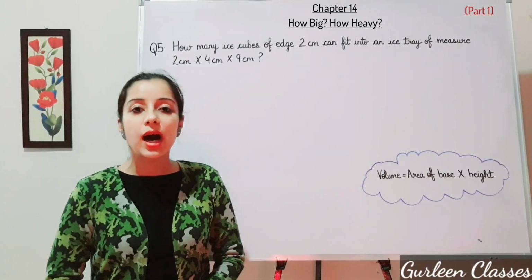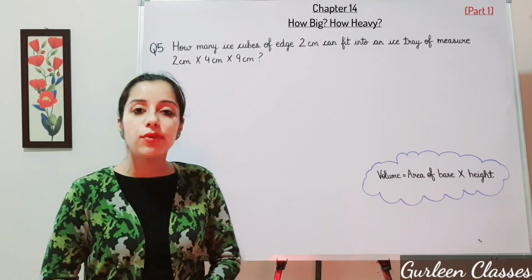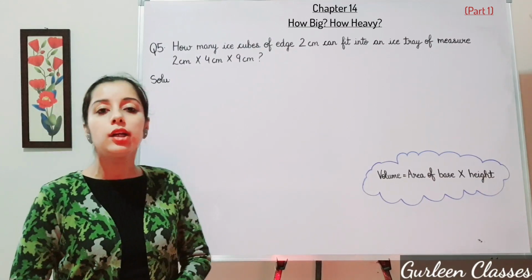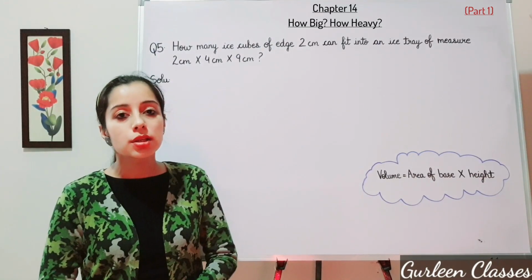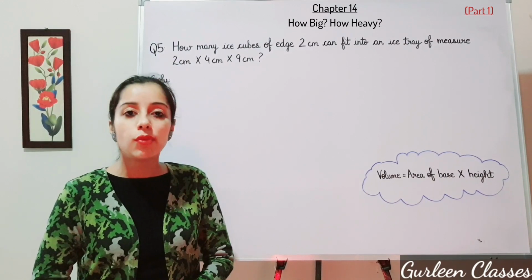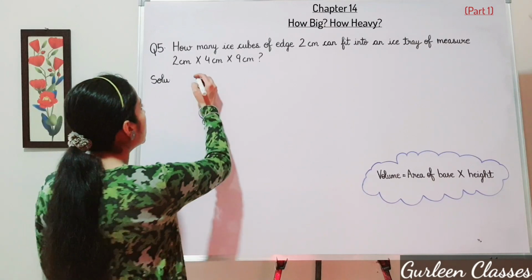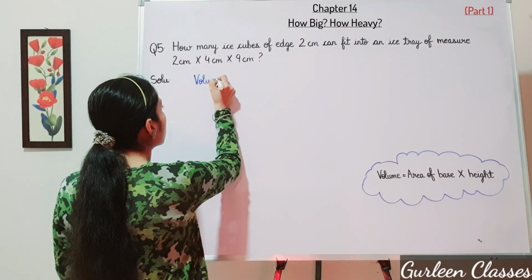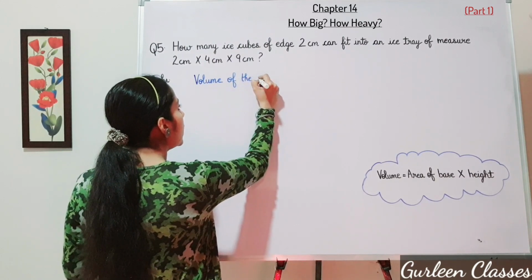Question number 5. How many ice cubes of edge 2 centimeter can fit into an ice tray of measure 2 centimeter into 4 centimeter into 9 centimeter? So students, first we will find out the volume of the ice tray. So let us write here volume of the ice tray.